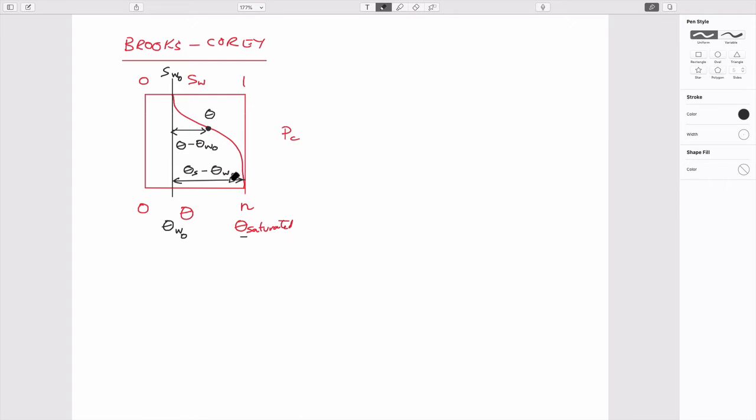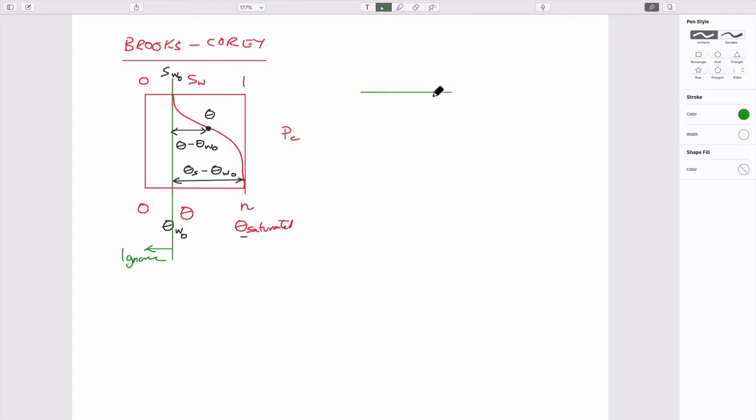And so what we could do is think about using this to define the location of this ordinate as a function of this. So what Brooks-Corey does is essentially this. It says, let's assume that we don't care about this part of the graph, which is on the left side of the green line. So we're going to ignore this.